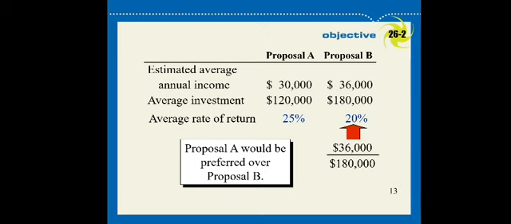The example here is like this. There are two proposals. Proposal A, the average rate of return is 25%. Proposal B, the average rate of return is 20%. So if you are a manager, you should choose proposal A, because the average rate of return is higher compared to proposal B. Or in other words, it shows that proposal A is more profitable compared to proposal B.